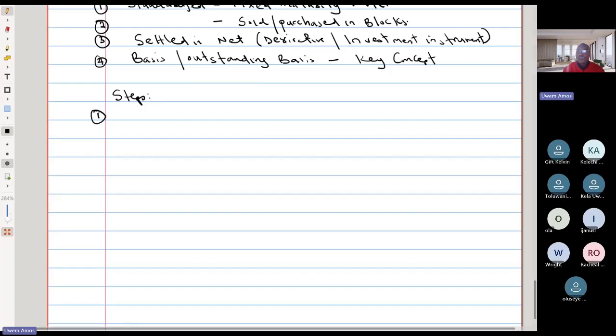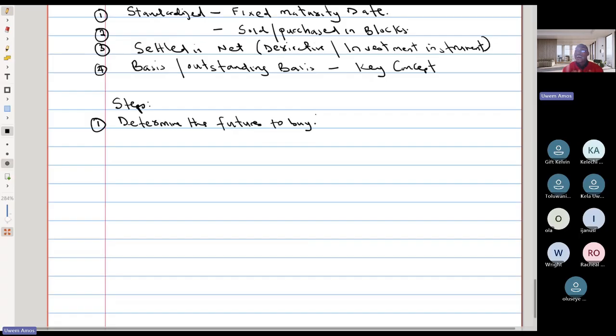One, whenever you have a futures question, you need to determine the futures to buy. Because when you go to the futures market, like every other market, you're going to find different products there. So you have to decide which one we should buy. That's very important. That's why in our question you're going to see September, December, and March futures. So we need to decide on which one to buy.